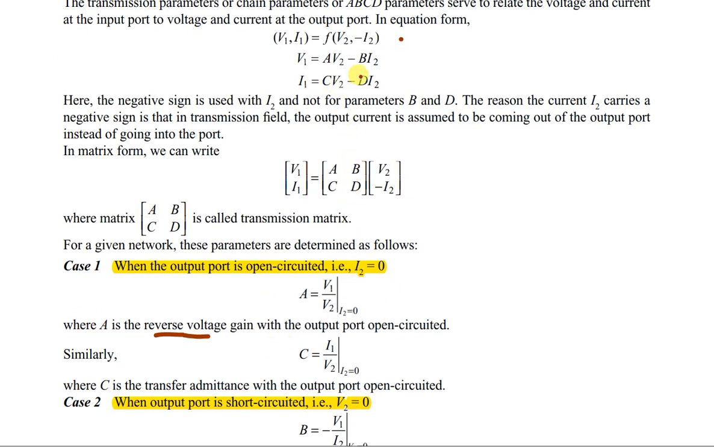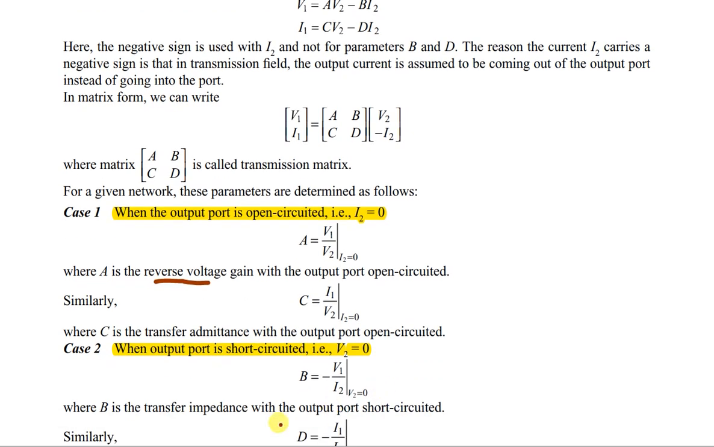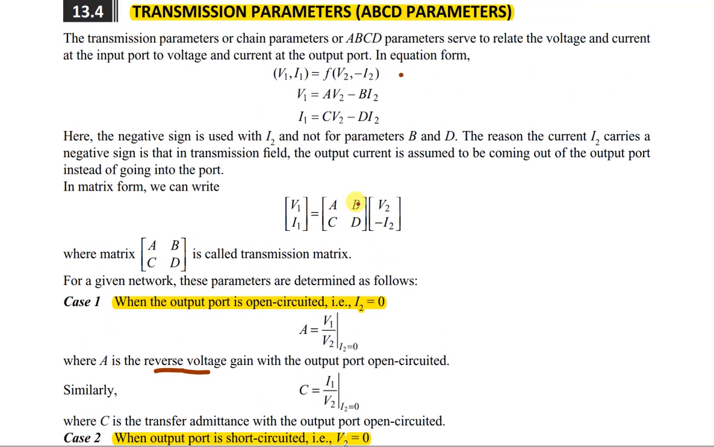Similarly, for another parameter, when I2 is equal to 0, from equation number 2, C is equal to I1 by V2. It is current by voltage. It is an admittance. I by V, no? Yes, it is transfer admittance. Next, I have to find out the B value and D value.